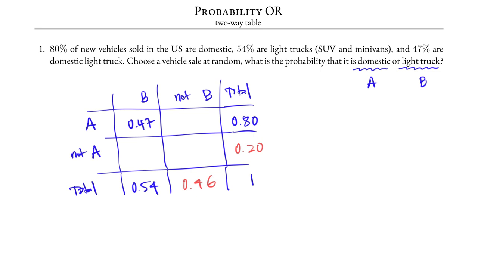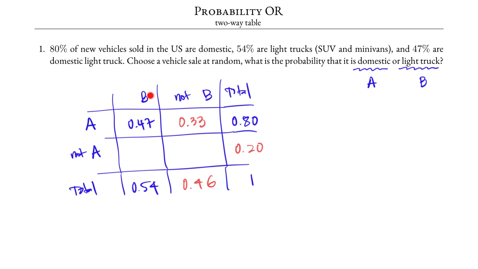The total of the first row needs to be 0.8, and so we can find the number in the blank box as well. 0.47, blank, 0.8, so this has to be 0.33. We take 0.80 minus 0.47 to get 0.33. We do not need to be told this information. From the two-way table, we can find the missing pieces of information this way.